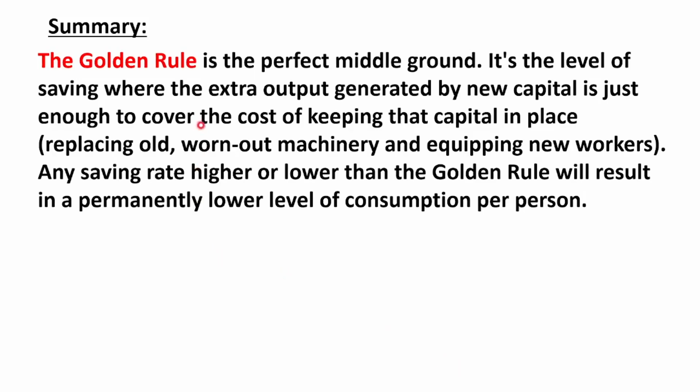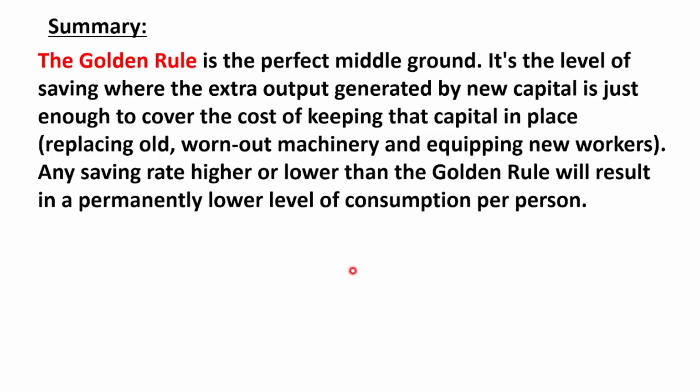So in summary, you can say that the golden rule is the perfect middle ground. It's the level of saving where the extra output generated by new capital is just enough to cover the cost of keeping that capital in place. That means for replacing old and worn out machinery and equipping new workers. So any saving rate higher or lower than the golden rule will result in permanently lower level of consumption per person. So this was all about the golden rule.